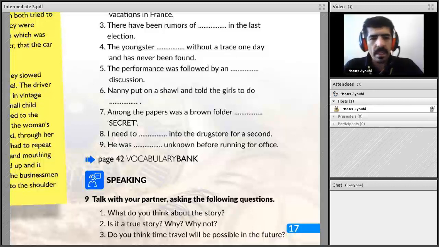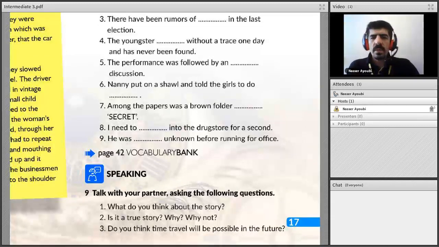Number 6. Nanny put on a shawl and told the girls to do likewise. Now, a shawl is a scarf that on cold days you use to make you warm. Nanny put on a shawl and told the girls to do likewise, to do the same thing. 7. Among the papers was a brown folder stamped secret. There was a stamped mark on it that read secret. Number 8. I need to pop into the drugstore for a second. Drop by or stop by the drugstore. 9. He was virtually unknown before running for office. Good.